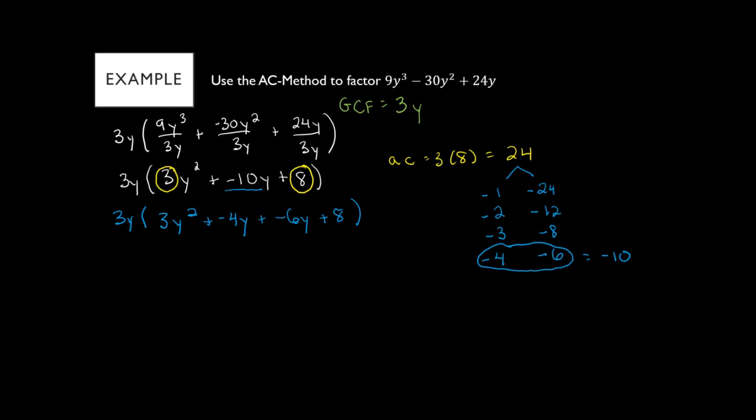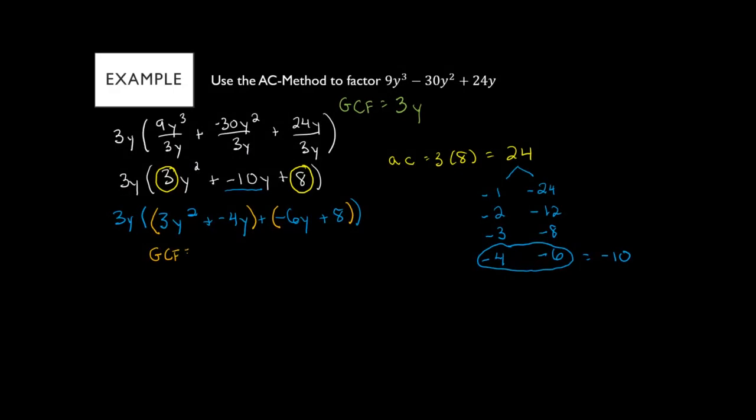So I've split my middle term up, the negative 10y, into negative 4y plus negative 6y. And now I want to group. And remember, when you group, you need to have a plus sign in between. And that's why I write every subtraction here as adding a negative.